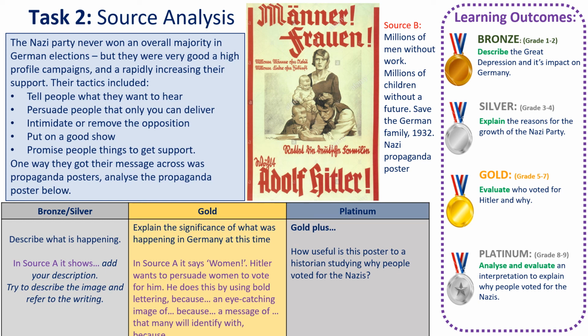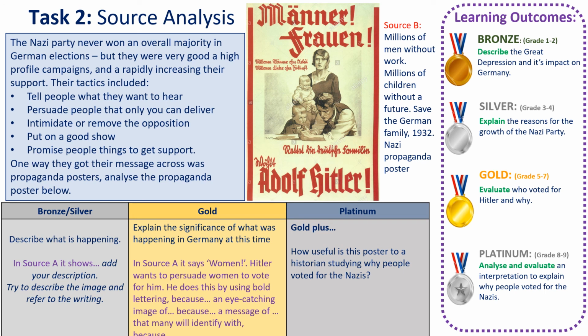They always put on a good show. They always looked very official, very clean, very smart. They looked like a respectable organization. And again, it's all about the promises they made to different groups. So different groups would be promised different things. So how they got messages across is through propaganda, like we look at here.